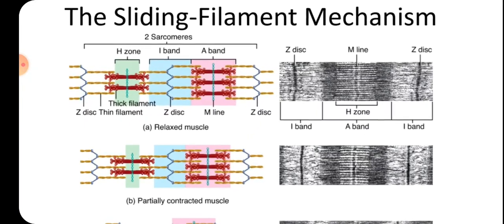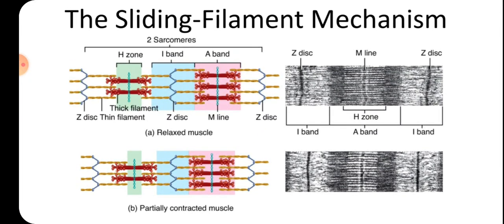In the ray diagrams, you can see that two sarcomeres have been shown. Right from one side, you can see the zigzag blue colored Z disc to the next Z disc, which is zigzag and blue in color. This is an elongated muscle which is not contracted. Here you can see the prominent H zone, the I band and the A band.